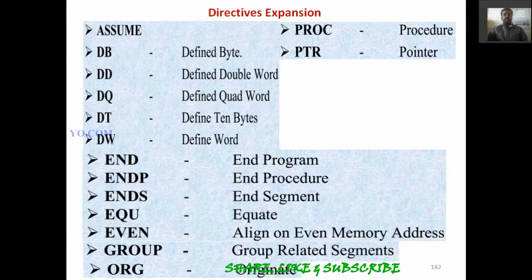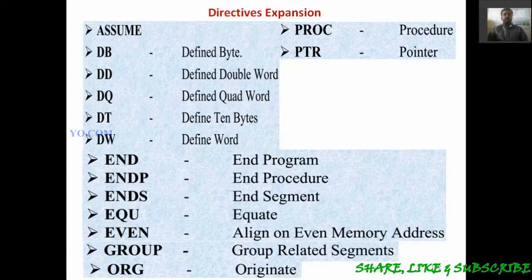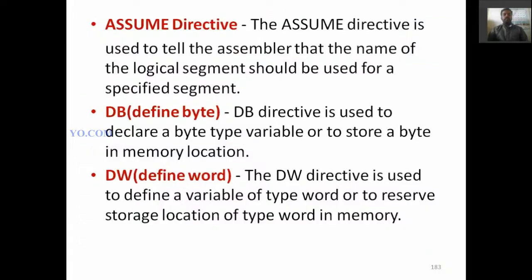EVEN means align on an even memory address. GROUP means group related segments. ORG means originate, that is, a starting address. PTR means pointer. These are the assembler directives we use in an 8086 assembly language program. Mainly they are used to define some word or byte and to assign something. When we write assembly language programs, we will get a clear idea about assembler directives. Then we will see them one by one.